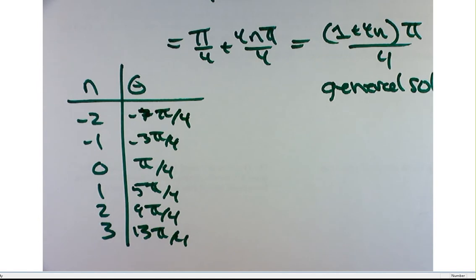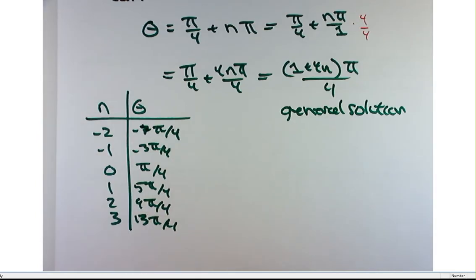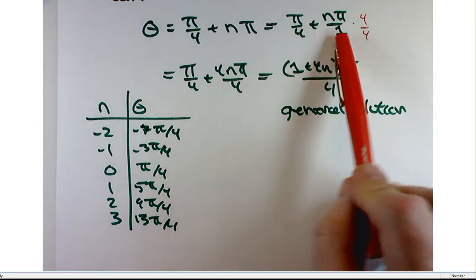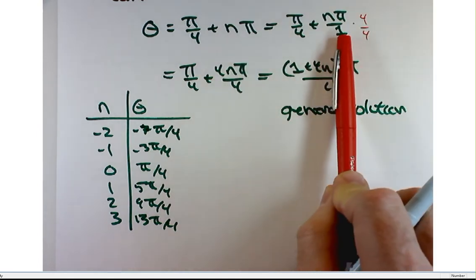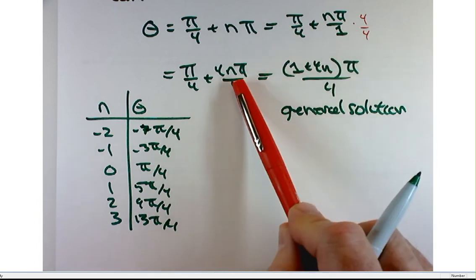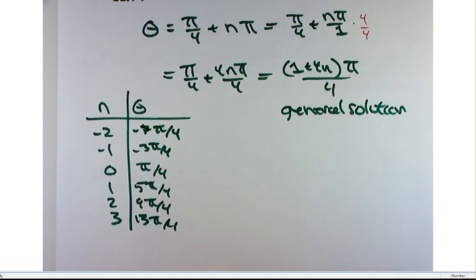Lucas? Using the algebra, please. Yes. Why did you multiply by 4 over 4 on the n pi over 1? I wanted a common denominator. Right now, the denominator here is understood to be 1. So by multiplying by 4 over 4, that gave me a denominator of 4 on that second fraction, so that I could add those together. Cool. Thank you.